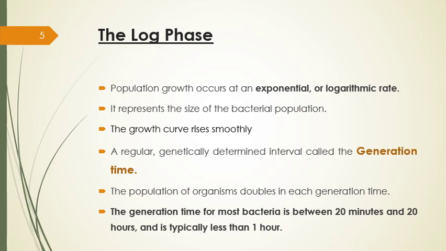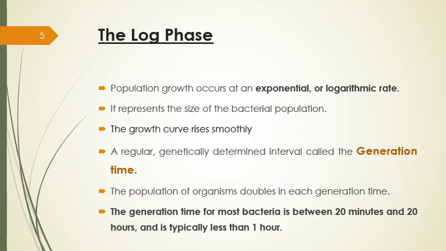On a base 10 logarithmic scale, each successive unit represents a tenfold increase in the number of organisms because each individual divides at a slightly different moment. The growth curve rises smoothly rather than in discrete jumps. The population is most uniform in terms of chemical and physiological properties during this phase. Therefore, exponential phase cultures are usually used in biochemical and physiological studies.